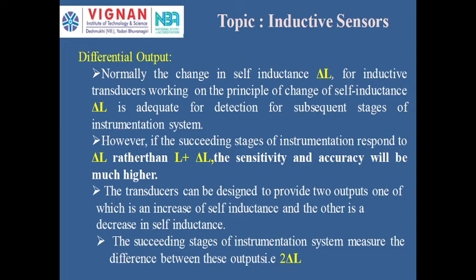But normally the change in inductance, say 0.5 henries, the change in self inductance delta L, is sufficient for detection for subsequent stages of the instrument system. The next stages of the instrument system, that may be an amplifier and output device, this change in inductance delta L is sufficient.